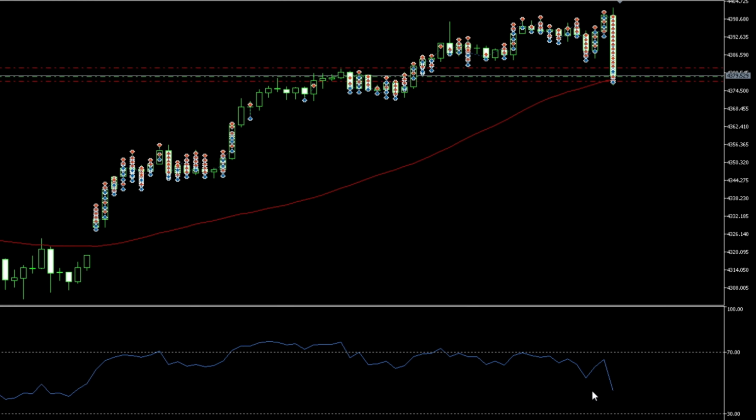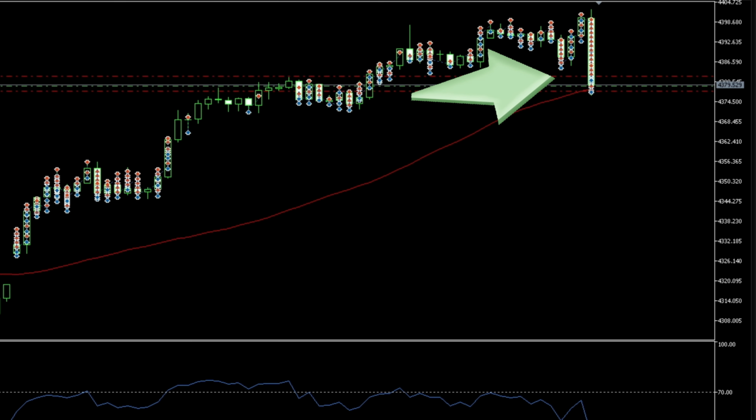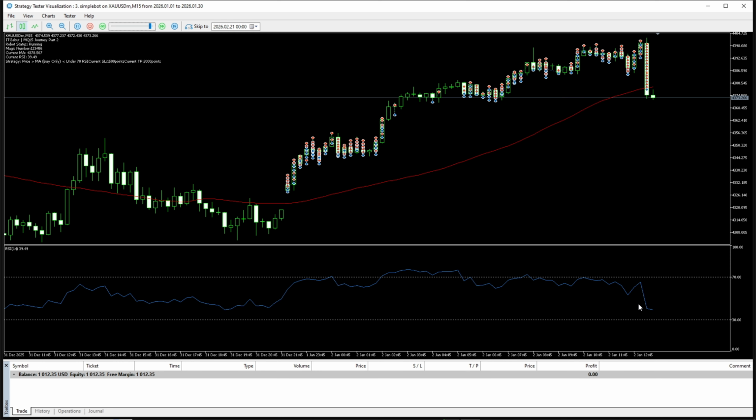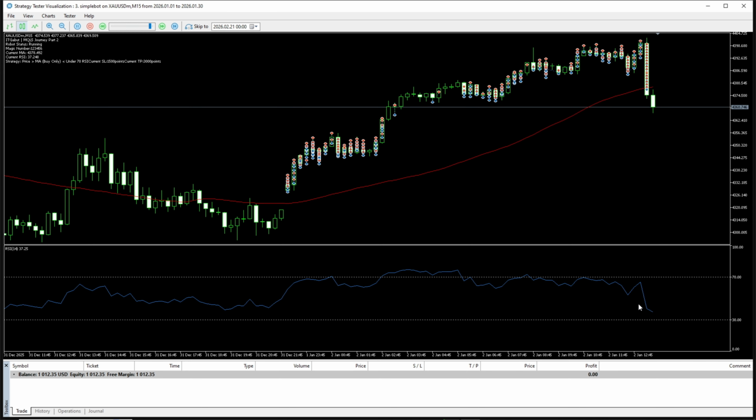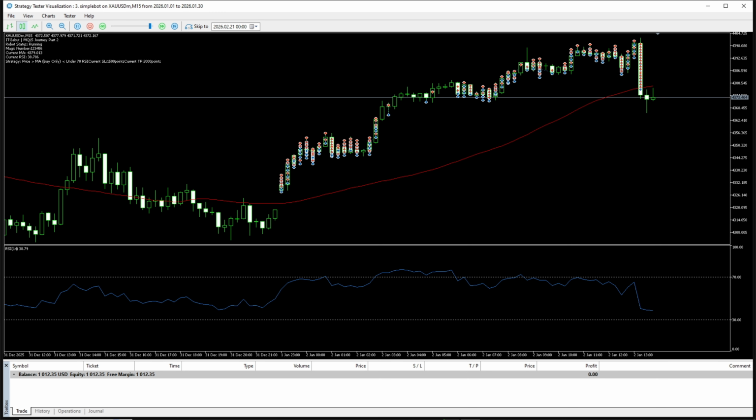Look at this. Even with the filters and the updated moving average, our bot is still forcing buy positions while the price is in a free fall. Today, we're going to break down why it's still acting so stubborn and how we can finally fix it.